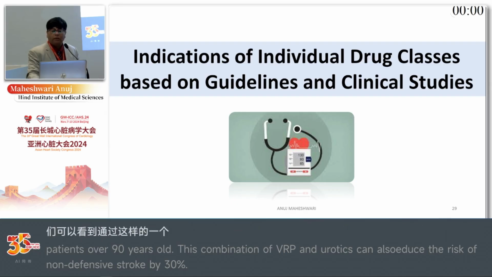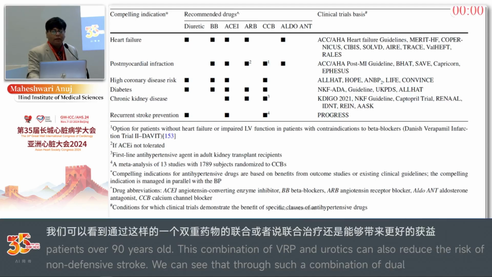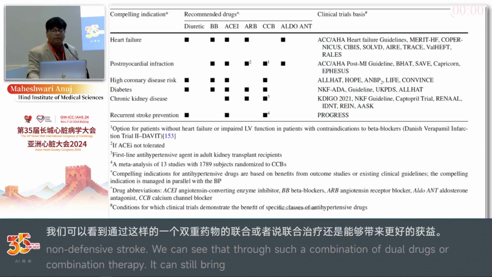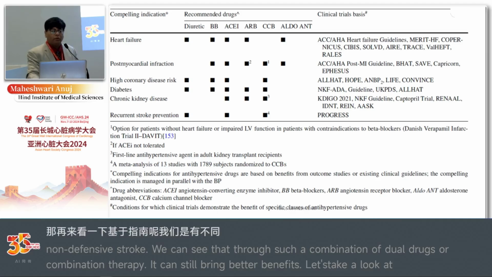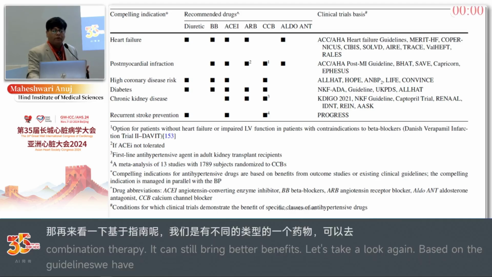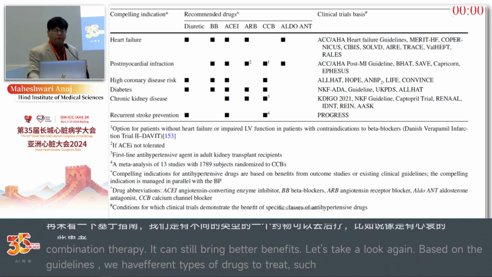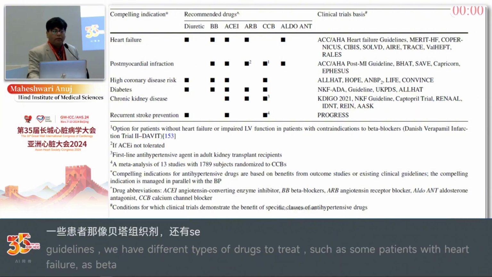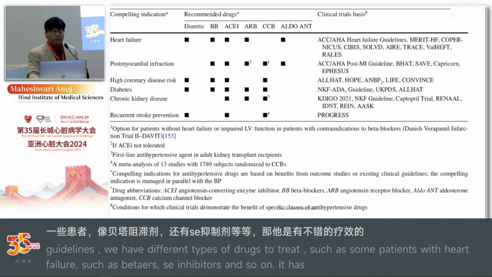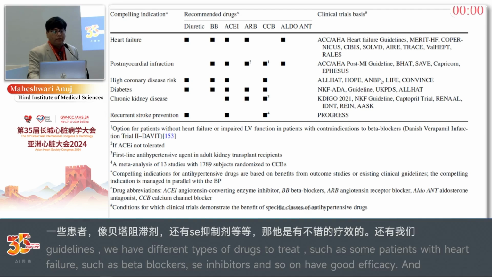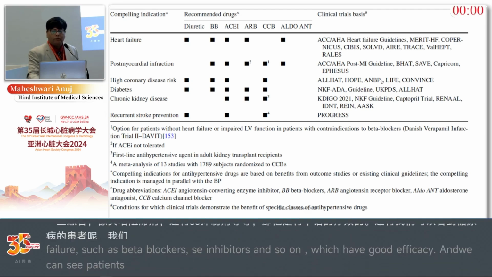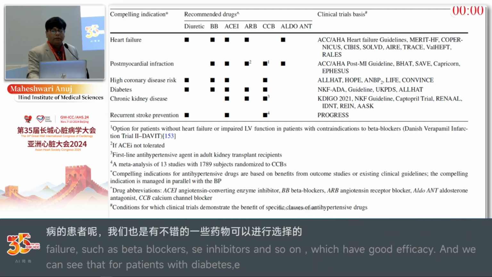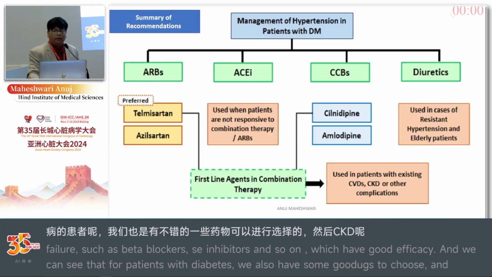Let's come over to the indication of the individual drug classes. Based on the guidelines, there are multiple classes where some of the drugs are very good for heart failure. Some drugs perform well post-myocardial infarction, like beta blockers, ACE inhibitors and ARBs. Some perform well in high coronary disease risk. Diabetes has a preference for some other drugs. CKD and recurrent stroke prevention could be achieved by using RAS blockers, diuretics, and calcium channel blockers.